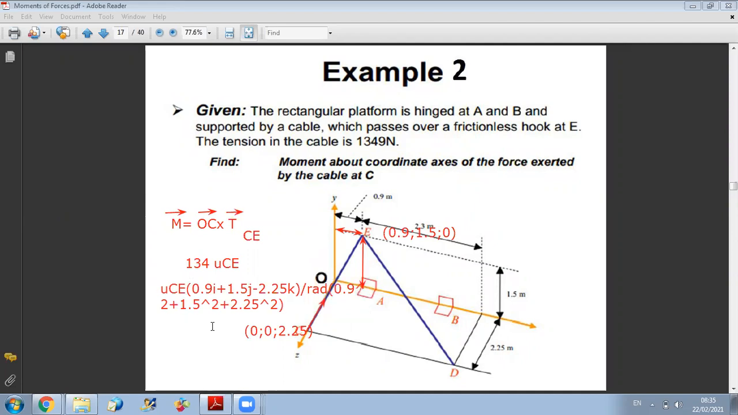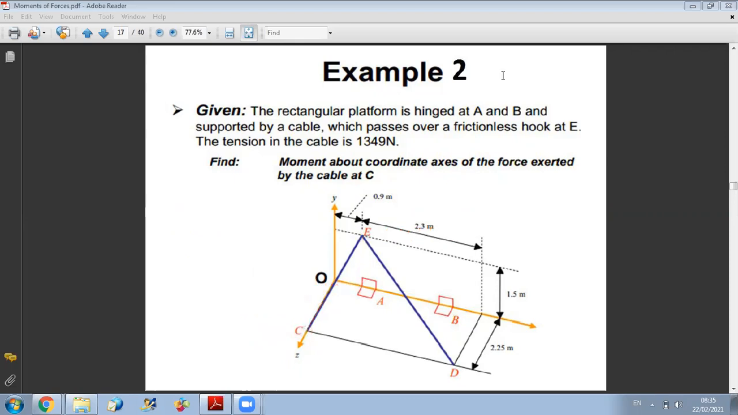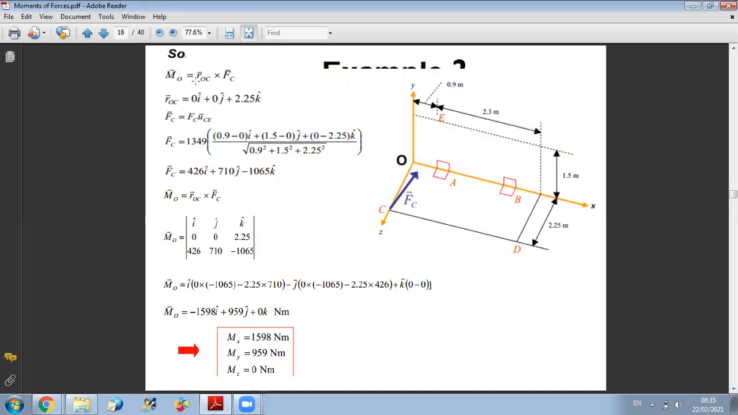And then I multiply by the tension in the cable and I get the vector TCE. And for vector OC, I have the coordinates of C, so vector OC is just 2.25k. So now let us see it here, it will be clearer for you. So the first step, as we said, I find vector OC, then I find vector tension.